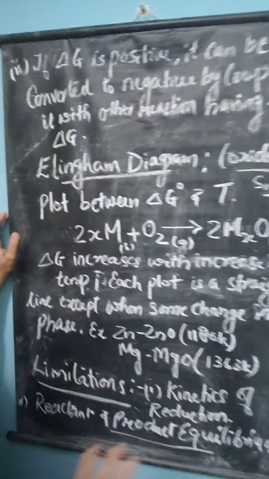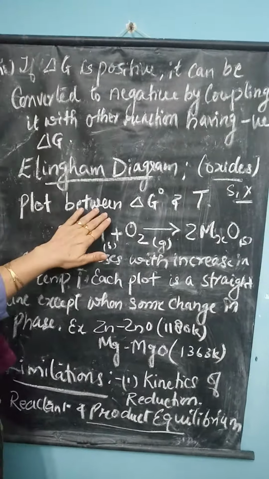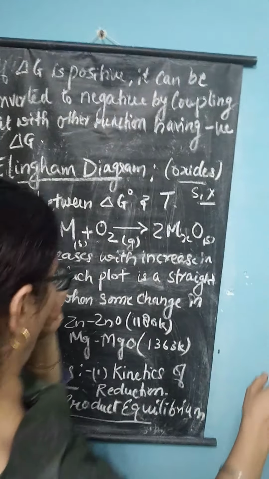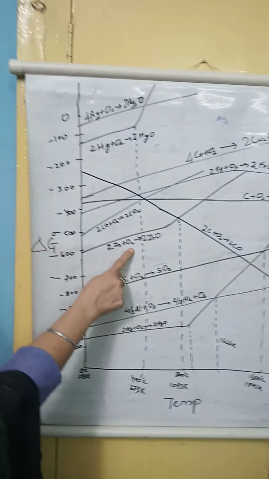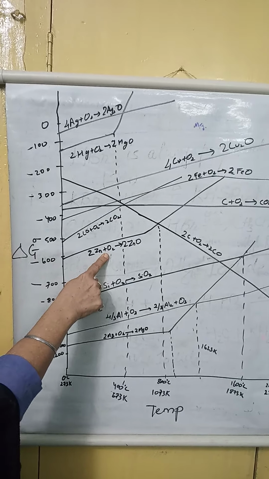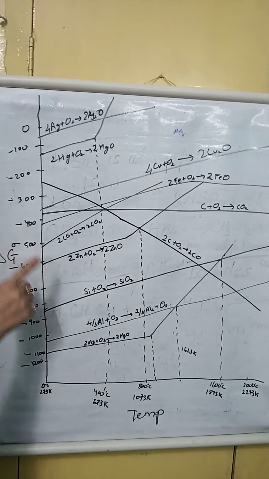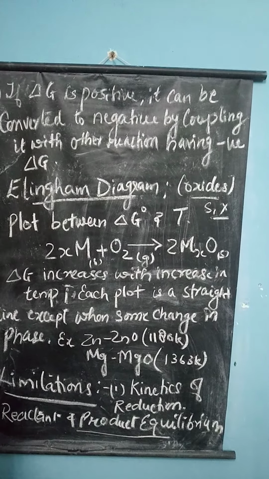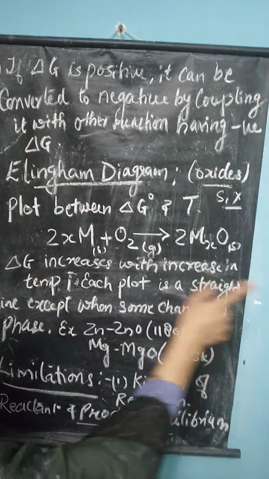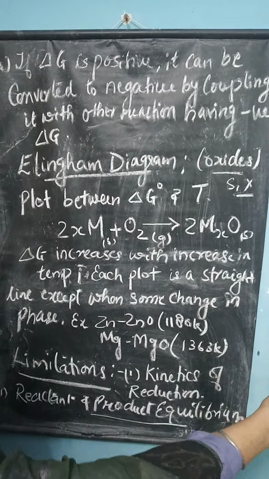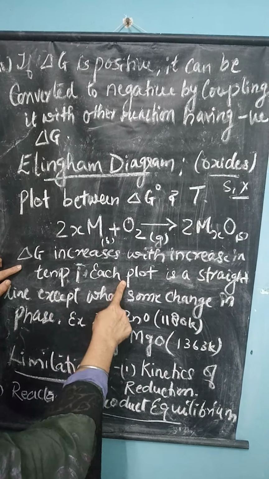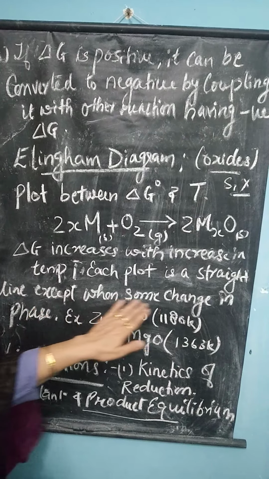First we will try to understand what this graph is. Now this plot is between ΔG and T. You have seen the reaction. We will find that metal always reacts with oxygen, and metal oxides are formed. Each of these is a similar type of reaction. Now in this diagram, between ΔG and temperature, we have seen ΔG increases with increase in temperature. Each plot is a straight line except when there is a change in phase.